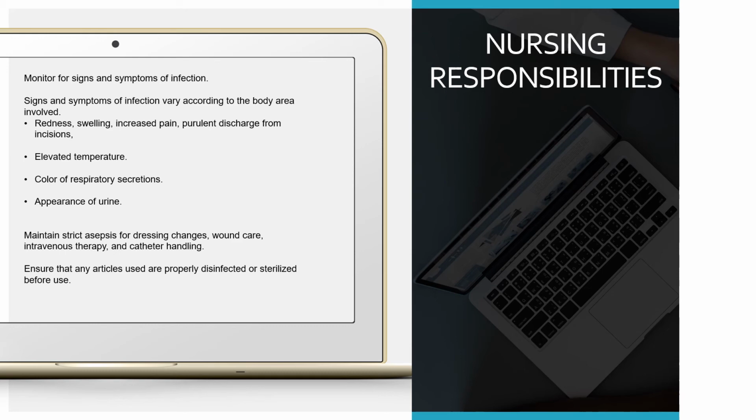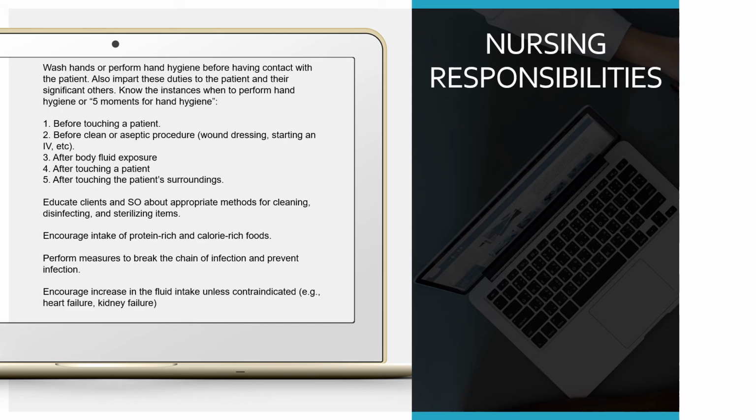Next will be to wash hands or perform hand hygiene before having contact with the patient. Also impart these duties to the patient and their significant others. Know the instances when to perform hand hygiene, or the 5 moments of hand hygiene. First, before touching a patient. Second, before clean or aseptic procedures such as wound dressing, starting an IV, etc. Third, after body fluid exposure. Fourth, after touching a patient, and the last, after touching the patient's surroundings.